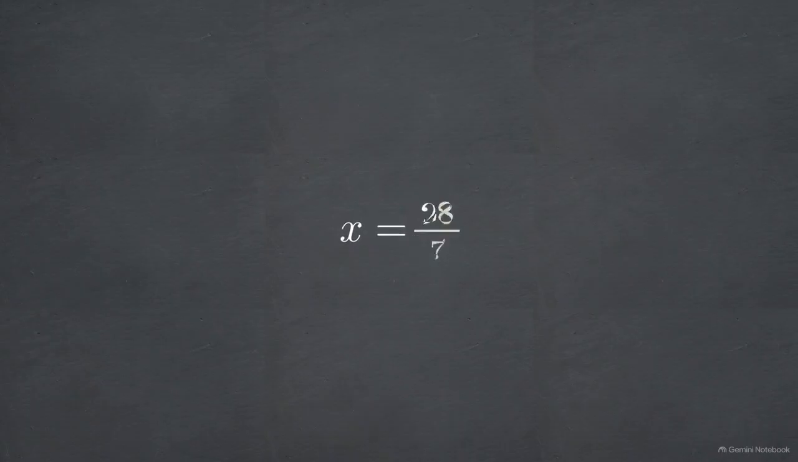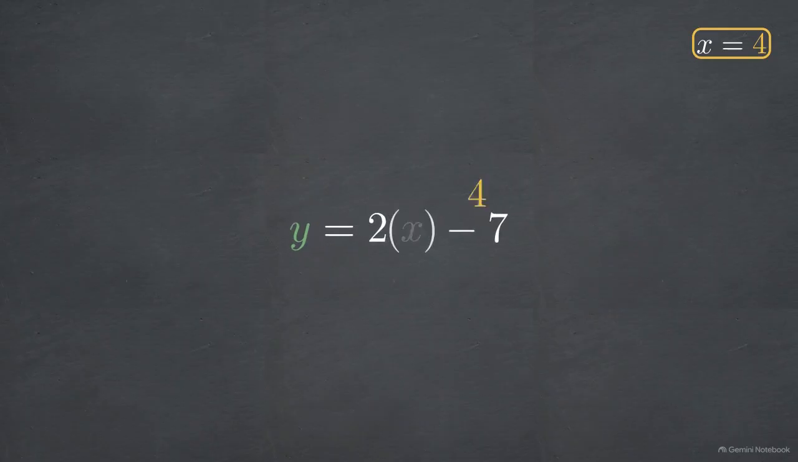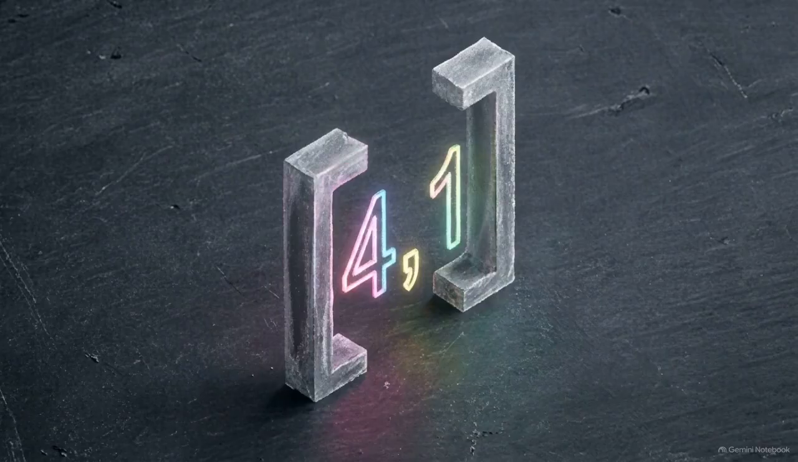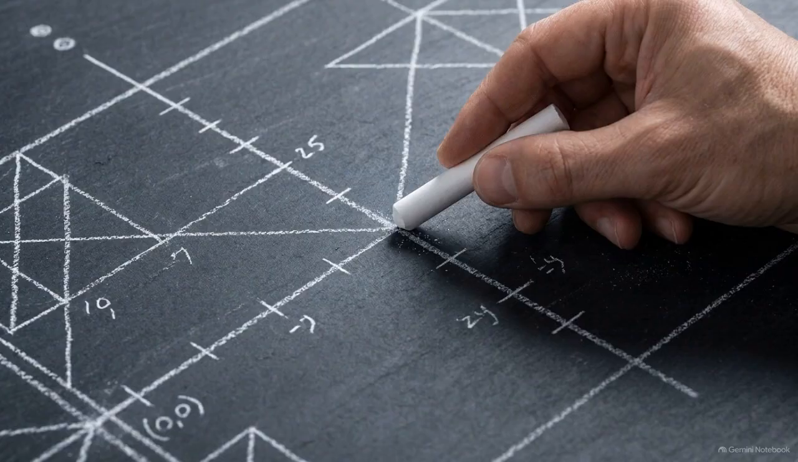Finding x is only the first half of the solution. To find the value of y, we need to perform what is called back substitution. We take our value of 4 and plug it back into our isolated equation. 2 times 4 is 8, and 8 minus 7 gives us a y value of 1. We now have a pair of values. X is 4 and y is 1. For this specific system, these are the only values that make both equations true at the same time.